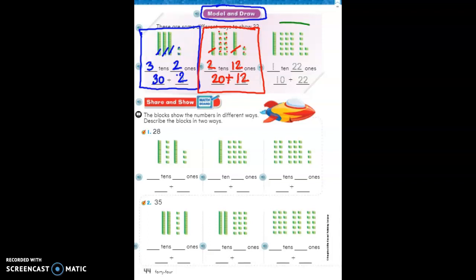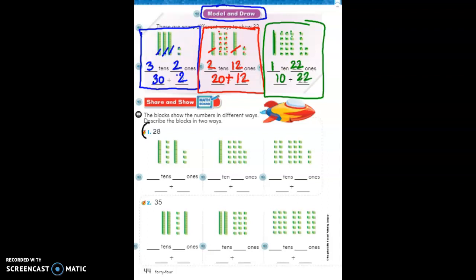Now for the last one up here, still going to be the number 32, just shown in a different way. We have 1 ten here, and 1, 2, 3, 4, 5, 6, 7, 8, 9, 10, 11, 12, 13, 14, 15, 16, 17, 18, 19, 20, 21, 22 ones. Now the value of that 1 ten is 10, and the value of 22 ones is 22.